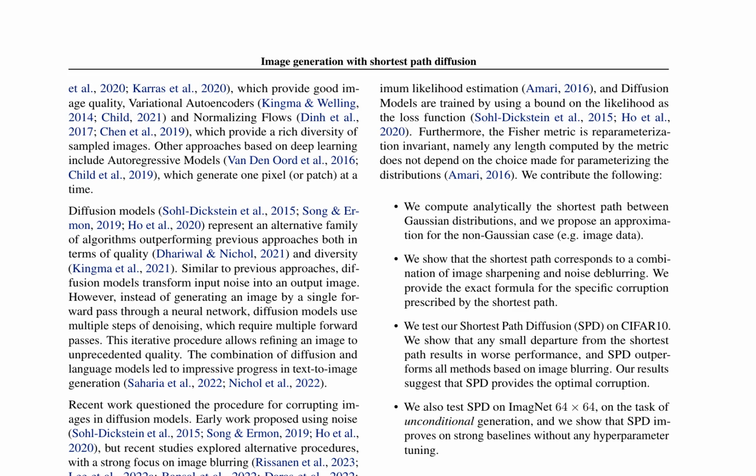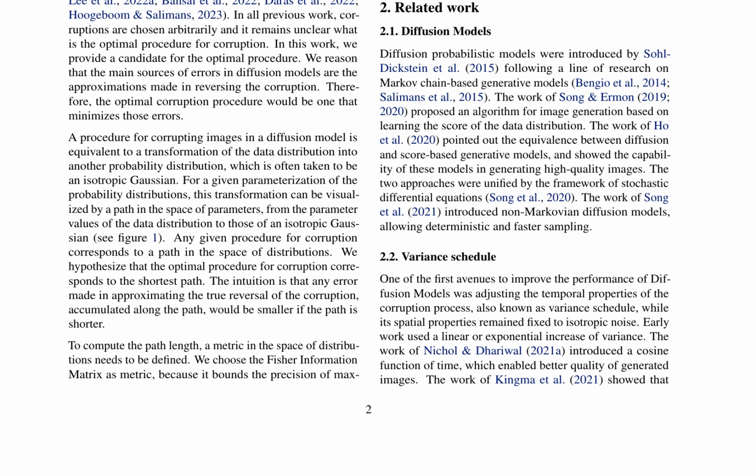We also test SPD on ImageNet 64x64 for unconditional generation, showing improvements on strong baselines without any hyperparameter tuning. The main sources of errors in diffusion models are the approximations made in reversing the corruption. Therefore, the optimal corruption procedure would be one that minimizes those errors.